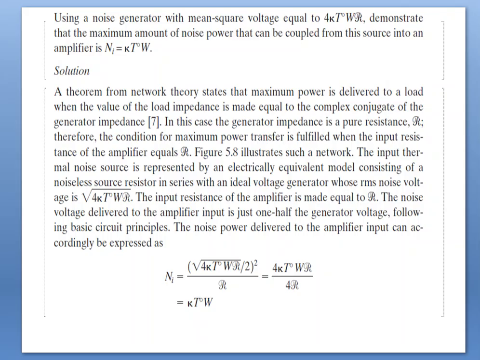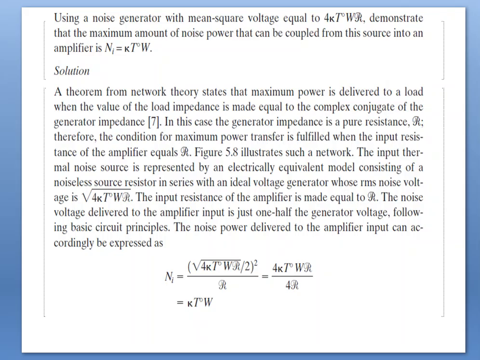It explains that the input thermal noise is represented by an electrical equivalent model consisting of a noiseless source resistance in series with an ideal voltage generator whose RMS voltage is equal to the square root of 4KTWR. The input resistance of the amplifier is made equal to resistance R. The noise voltage delivered to the amplifier input is just half of the generator voltage, following basic circuit properties.